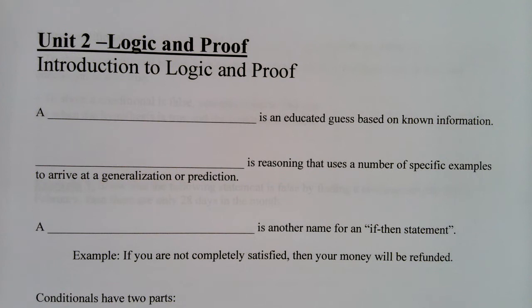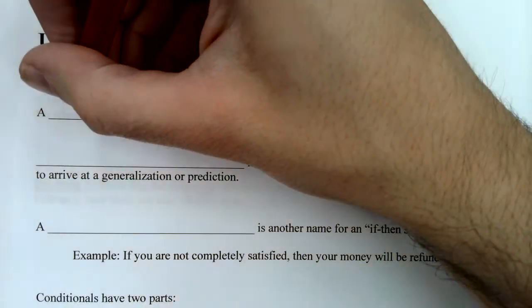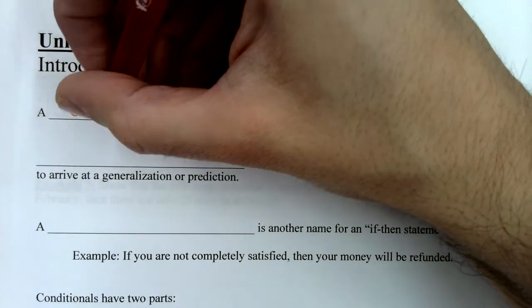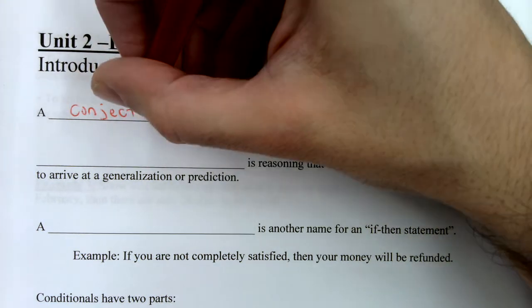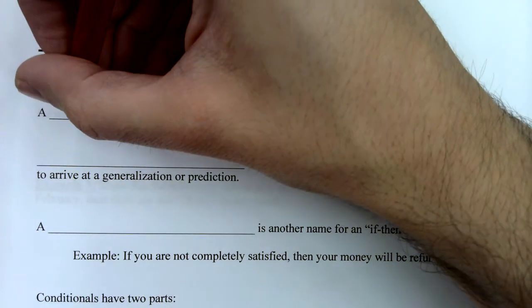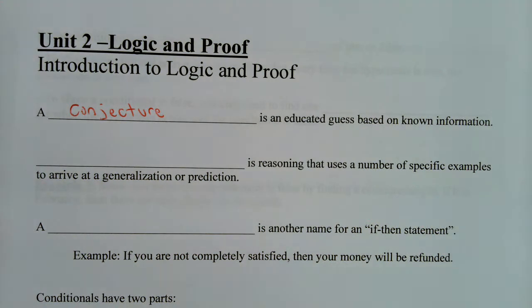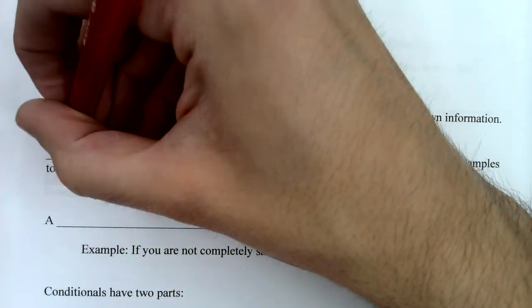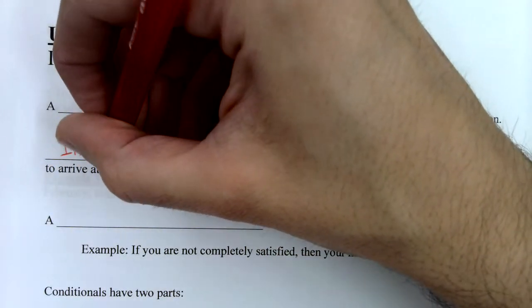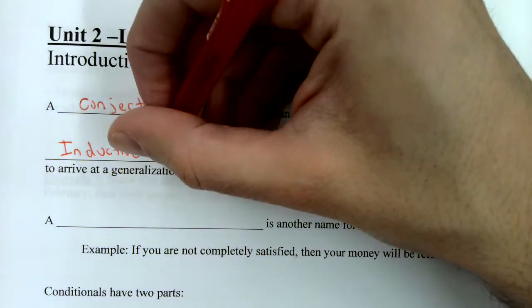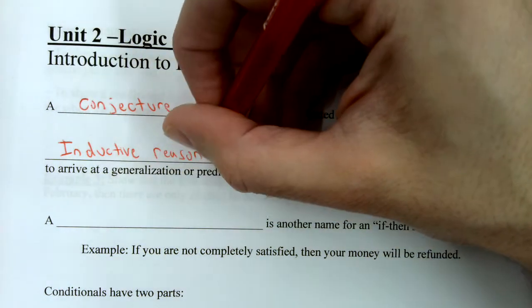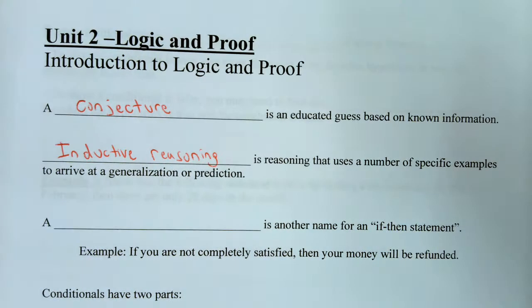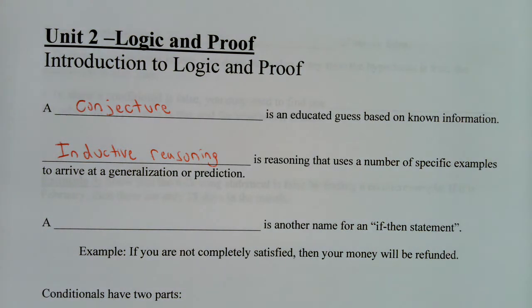The first definition is called a conjecture. Okay, a conjecture. It is an educated guess based on known information. This next definition is called inductive reasoning. Inductive reasoning. It's reasoning that uses a number of specific examples to arrive at a prediction.